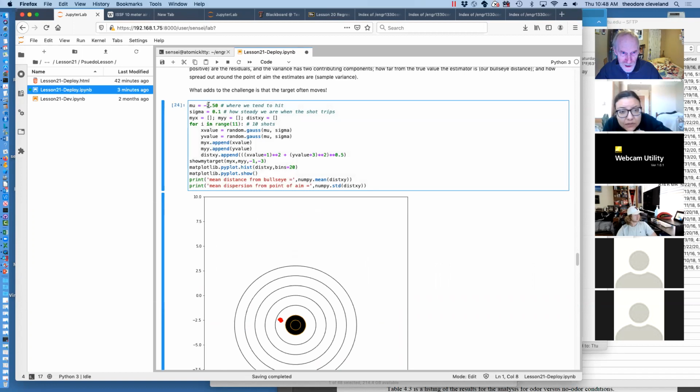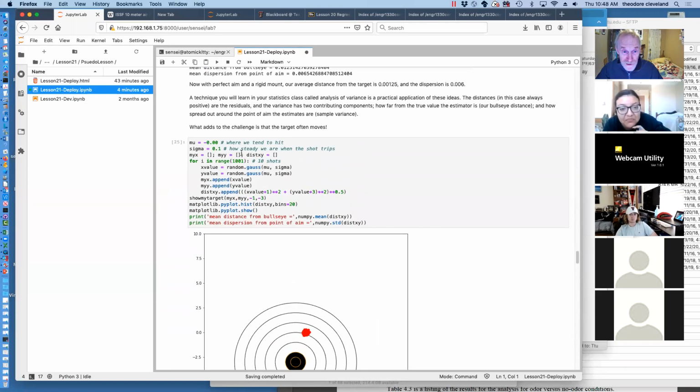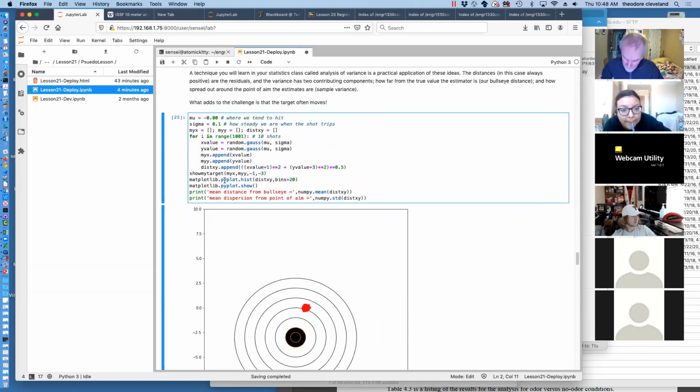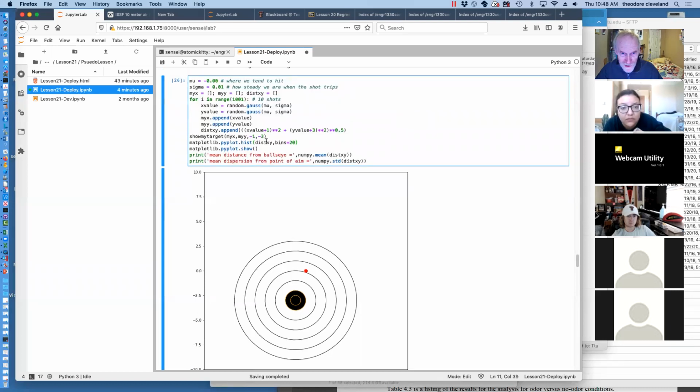In fact, we can make our shooting really good. And we're hitting at the right place, 0, 0. We have a very precise shooter, so we'll go ahead and do that. And we're not getting anywhere near the target. That's what happens when the target moves. And so to adjust for the moving target, which is now centered at -1, -3, we would have to mess with our mu.